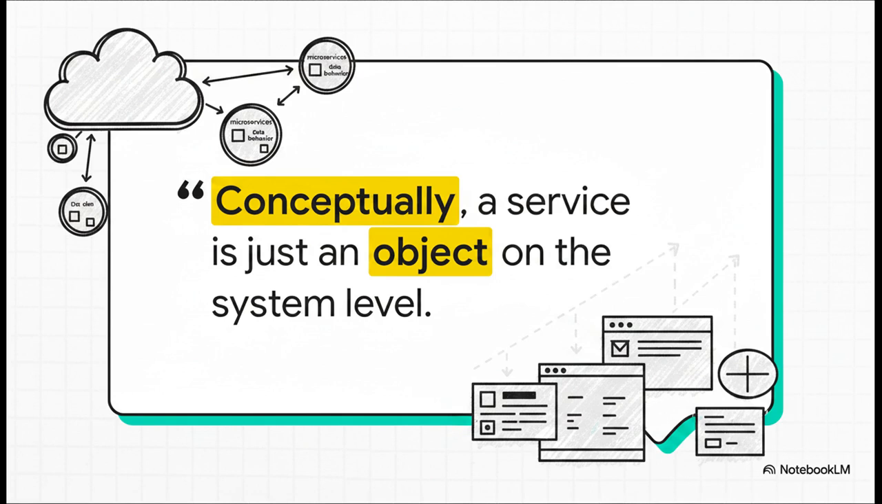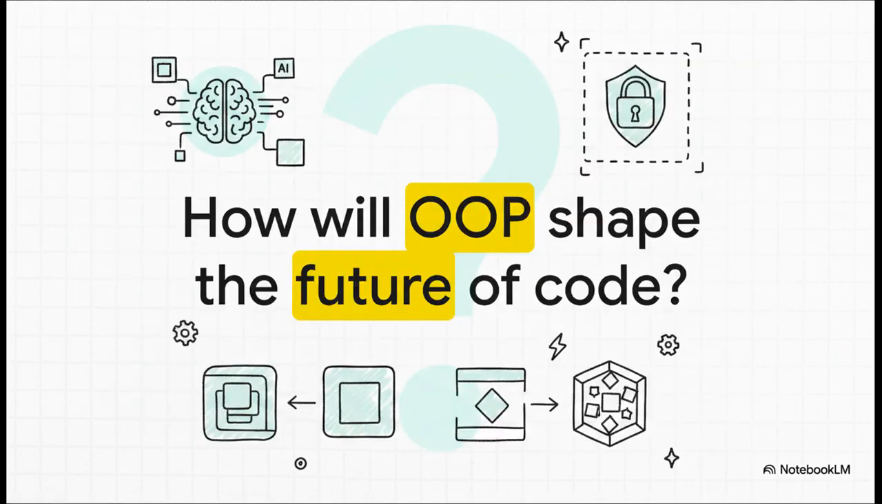The core principles of OOP didn't disappear, they just scaled up. We went from organizing lines of code to organizing entire global networks. Which brings us right back to that provocative question we started with. As AI continues to eat the world, cranking out code at lightning speed, how are these core principles going to shape the future? Because the reality is, it doesn't matter if the code is written by a human developer or a machine.